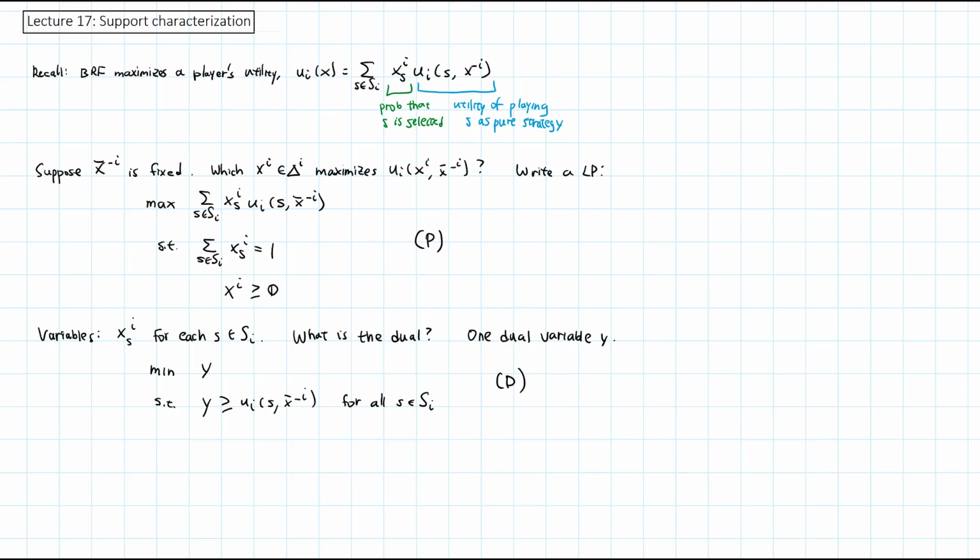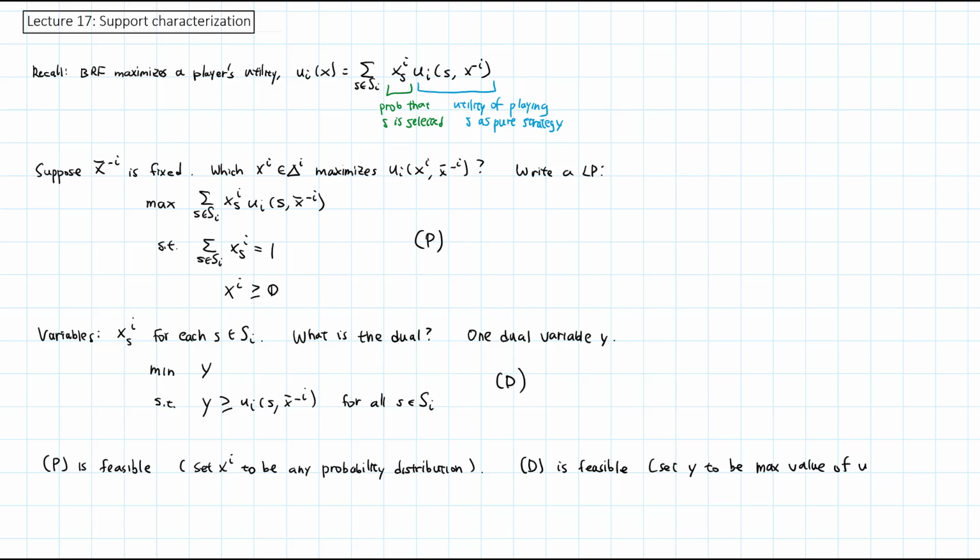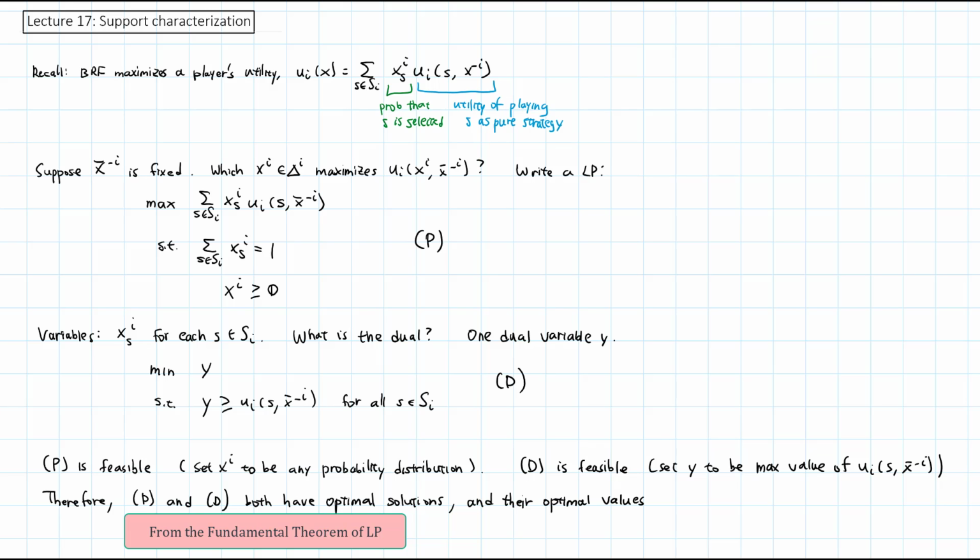First note that both of these linear programs are feasible. Can you see why? Well, P is feasible because we can set x_i to be any probability distribution and it would be a feasible solution. And D is feasible because we can set y to be the max value of all the possible utilities, and y will be greater than or equal to all such utilities. Therefore, both P and D have optimal solutions, and their optimal values are equal.